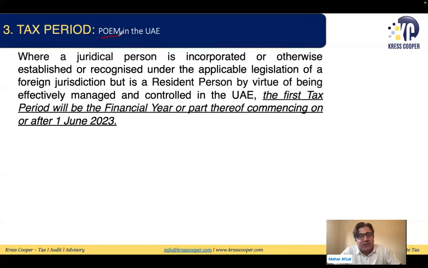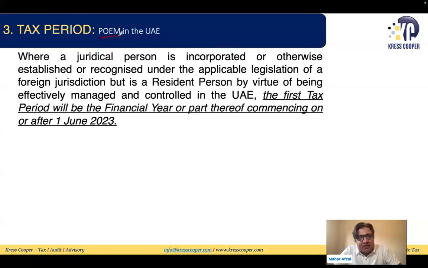The first tax period will be the financial year or part thereof commencing on or after 1st of June 2023. This is important. For the previous period, we are not discussing anything. The first tax period will be on or after 1st of June 2023. What is the reason for this? If one person is based in the UAE and the person has a company in the UK, and this company was being controlled and managed from the UAE before the effective date of the law.